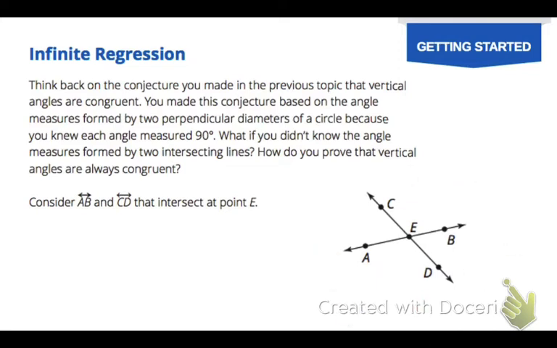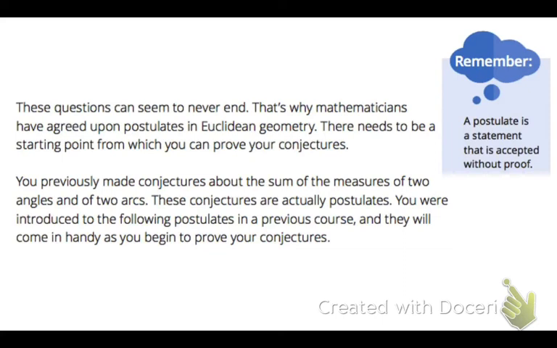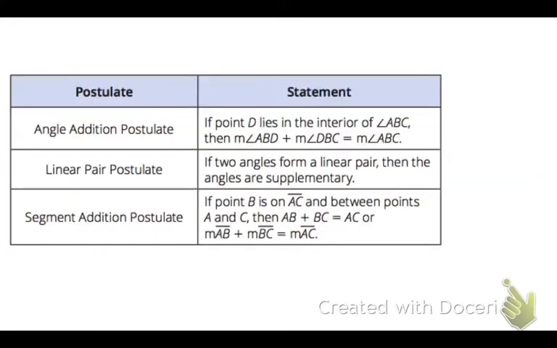And they're asking us to consider that AB and CD intersect at point E. So these two lines are intersecting, making a cross. You're going to answer these questions using this diagram that was given to you. Now, once you've answered your questions, basically they're telling you here that the reason they were asking all those questions is to send you in circles, for the simple fact that in math, that's why we come up with things that are called postulates, statements, and even theorems, which we'll go into.